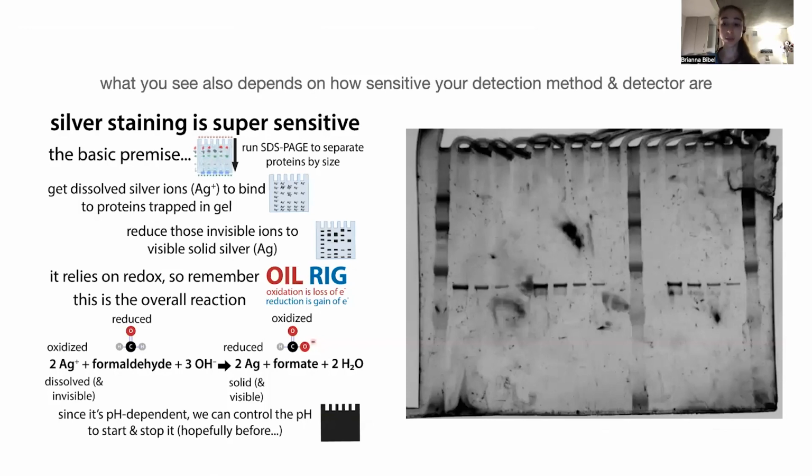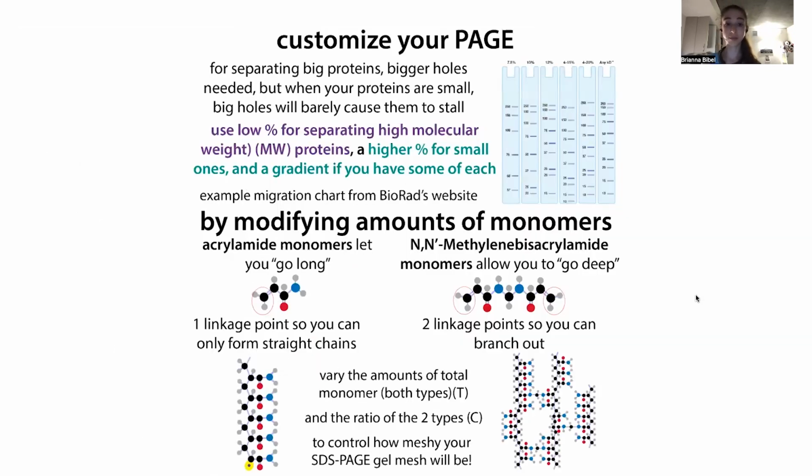If you want to get a better sense of how many things are there, one thing that you can do is load less so that you have less risk of the bands overlapping one another. But then you have the problem of potentially not being able to detect the lower amounts of things. So you can do a more sensitive method such as silver staining, where you're then able to see the smaller amounts of contaminants. But even this has a sensitivity limit. So because you're starting with less as well, you might not be able to see those additional products.